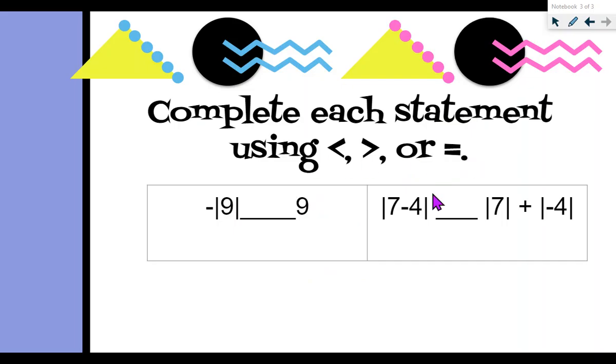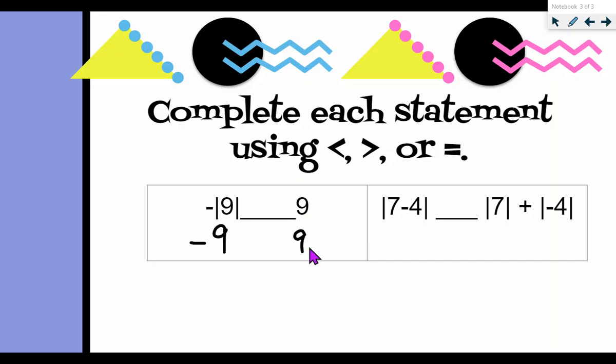So let's just take one side at a time. On this side of our little blank here, we have a negative outside of our absolute value, so we're going to keep that negative sign. Absolute value of 9 is 9, so this is actually the same as negative 9. Now, if our negative was inside, this would be a positive, but since it's outside, we keep our negative. This side doesn't have any absolute value to solve, so we're going to keep that as just a 9.